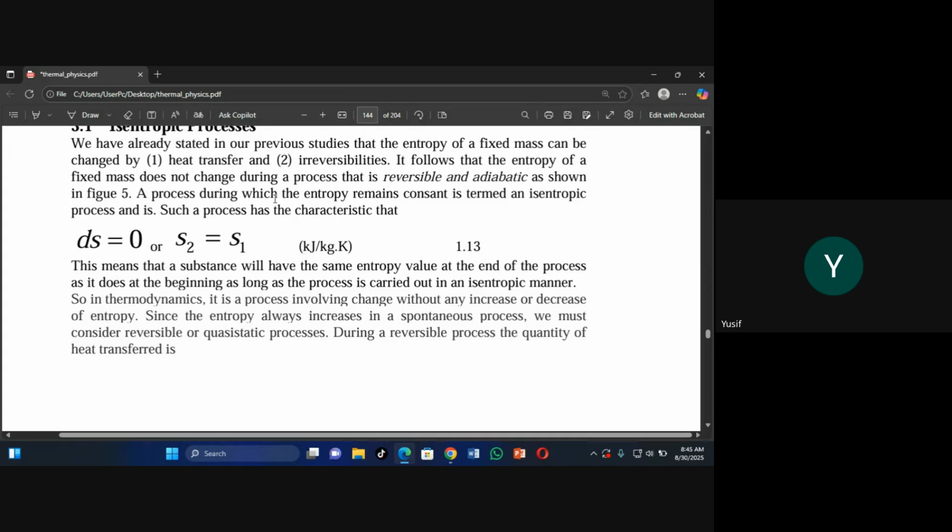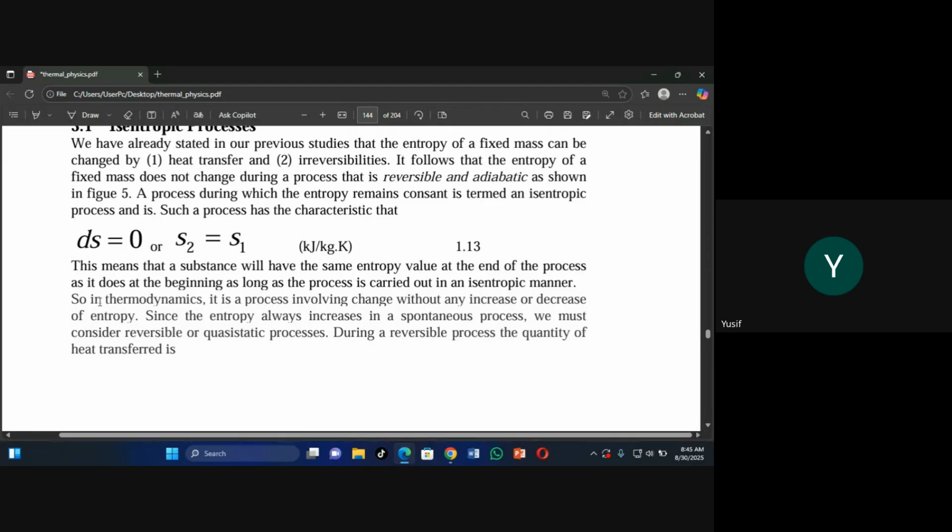A process during which the entropy remains constant is termed an isentropic process. Such a process has the characteristic that ΔS is equal to 0, or the change from the first state to the second state is the same. So it means when you take any two states, the first state has the same properties as the final state, or the change in state is always equal to 0.